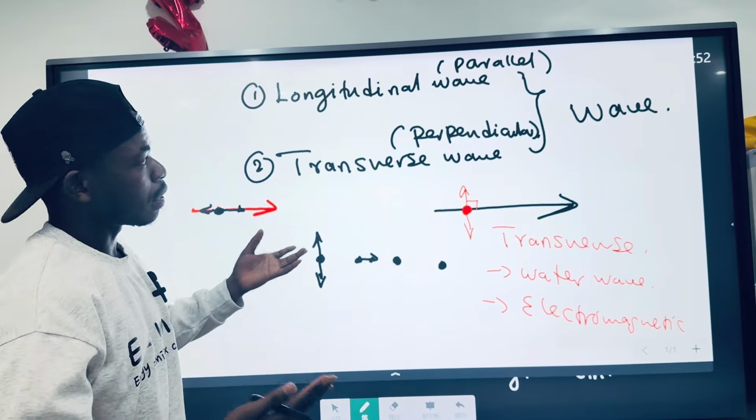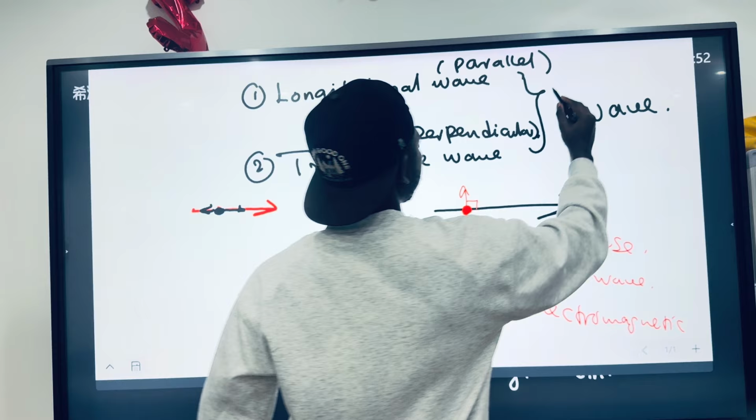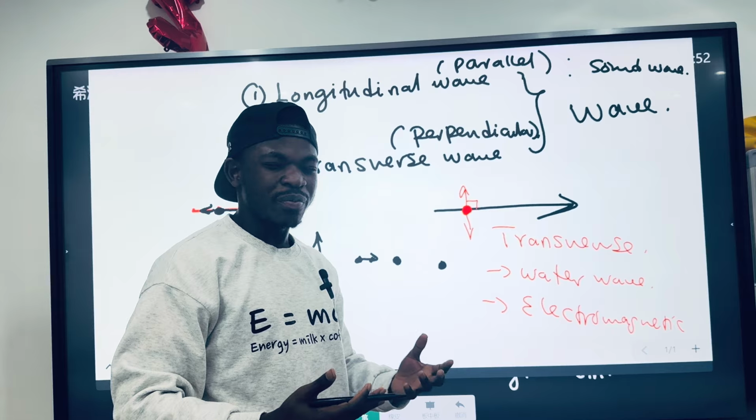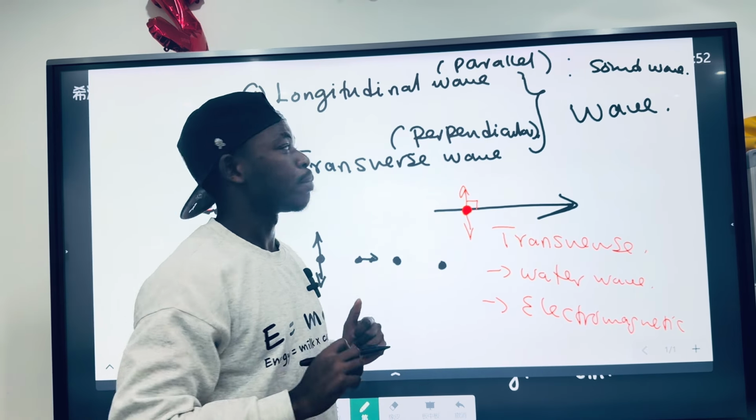What are some of the examples of longitudinal waves? A good example is sound wave. In the comment section, try to give me another example of a longitudinal wave. We have so many examples.